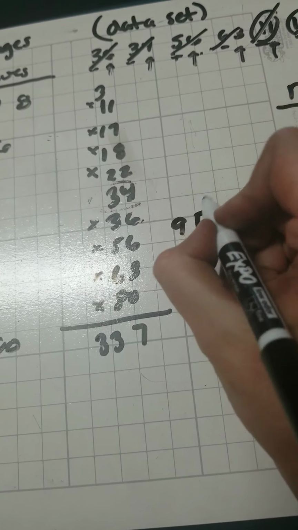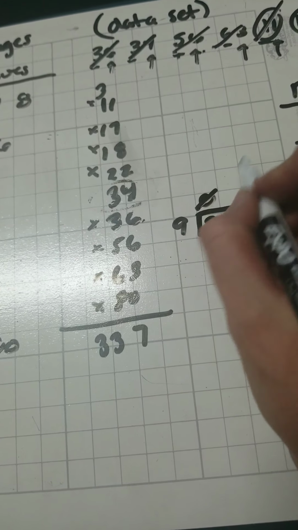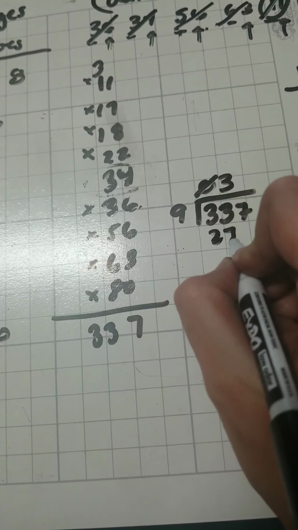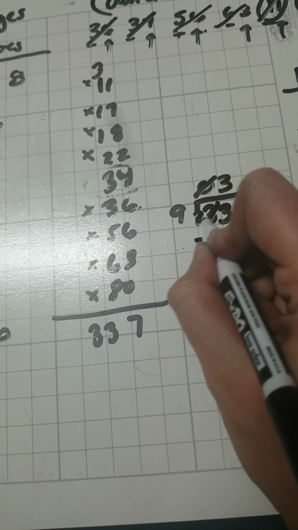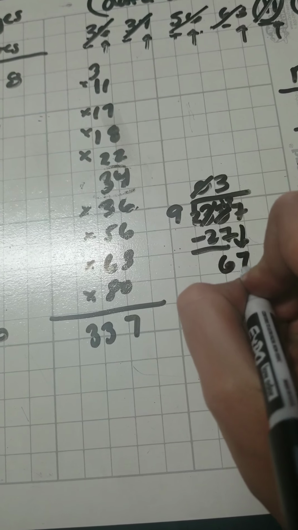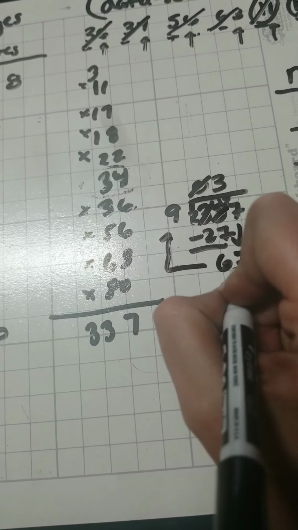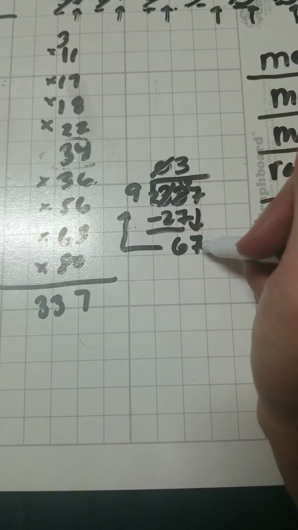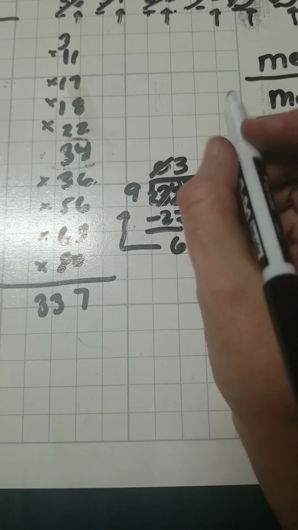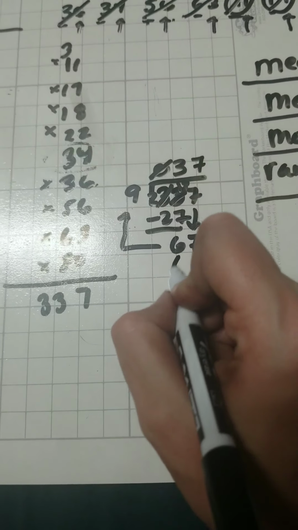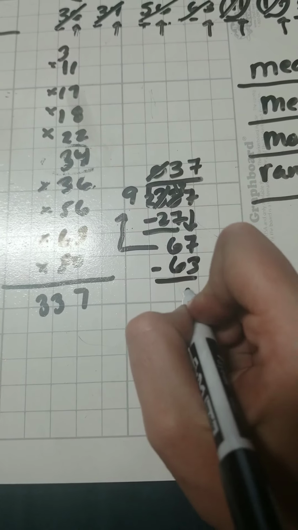9 does not go into 3. 9 goes into 33 3 times, which is 27. Borrow from that, makes that a 13. 13 minus 7 is 6. Bring down the 7. If I want to turn 67 into groups of 9, 67 goes into groups of 9 7 times, which is 63. 7 minus 3 is 4.